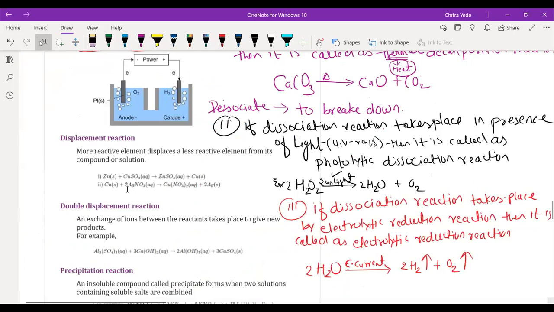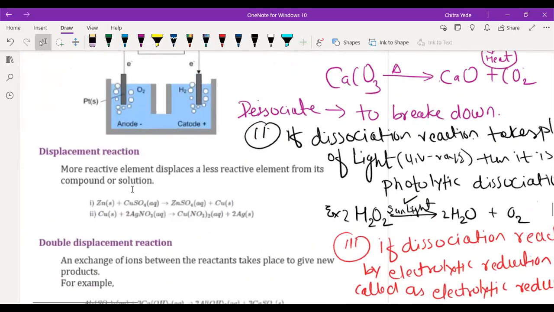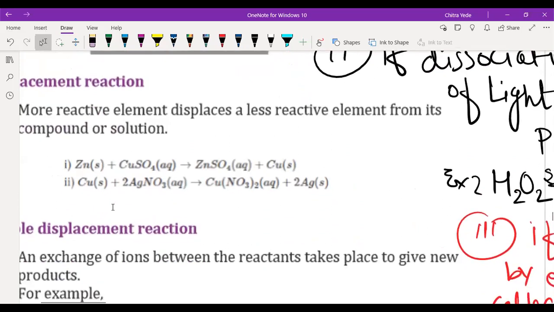See, here we have one more example, so we have to understand this also. If we compare, zinc reacts with copper sulfate. Here again the reactivity of zinc is greater than copper. So what will zinc do? Zinc will replace copper from its compound to form zinc sulfate, and copper will get separated again. Again, it is a displacement reaction.